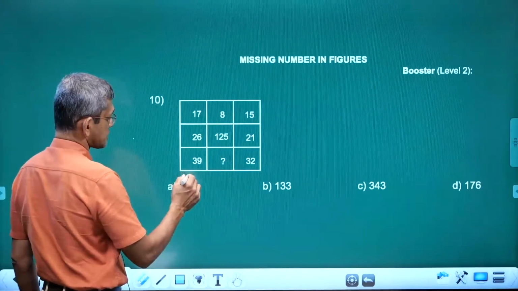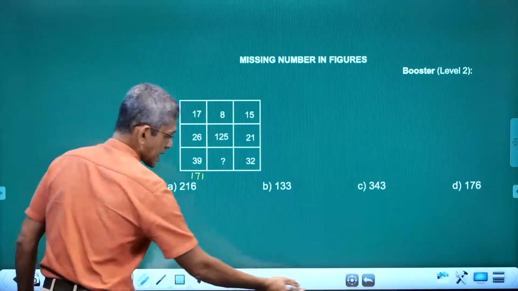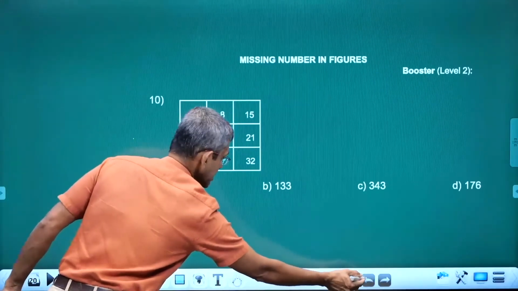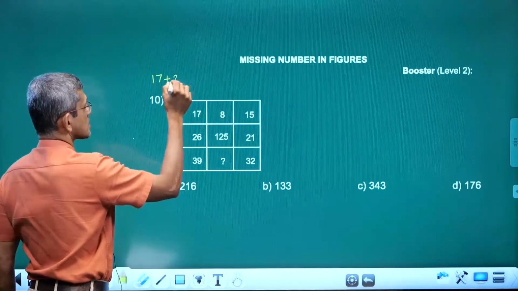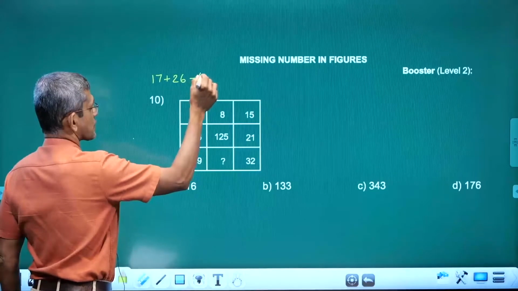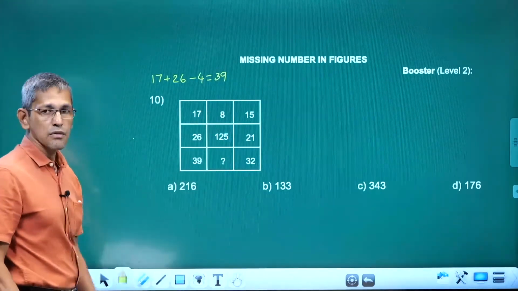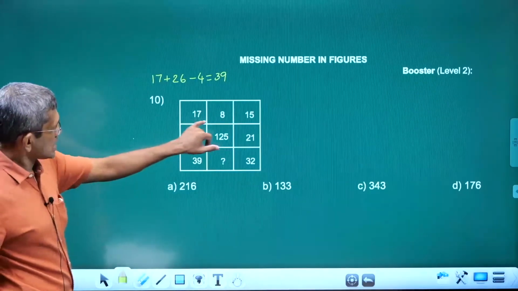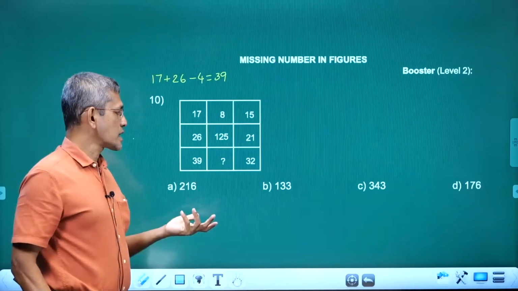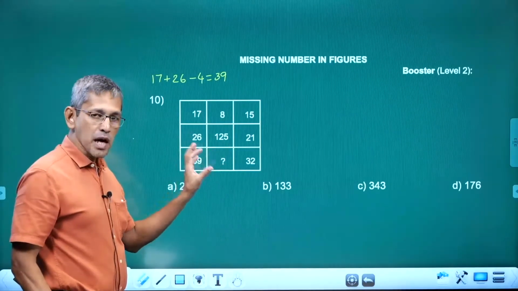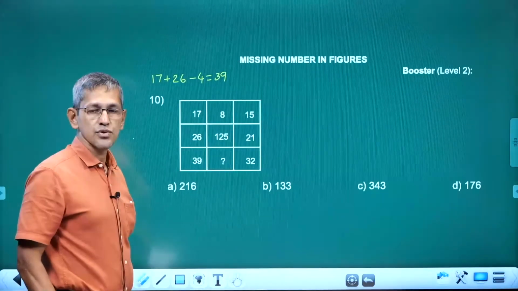17 and 26, 17 plus. So let me write it somewhere else, otherwise it is going to be mixed up. So let me write it here, 17 plus 26, minus 4. What you get is 39. Is it applicable for the second column? Second column, it must be 8 plus 125. Of course we know that it is 133, minus 4, 129. We don't have such an answer. So that pattern doesn't work.